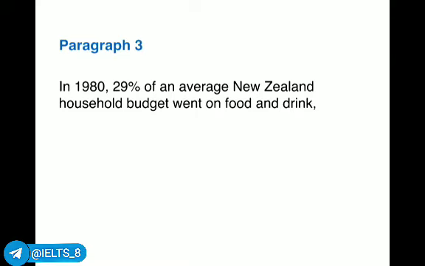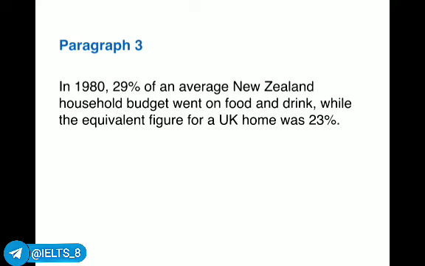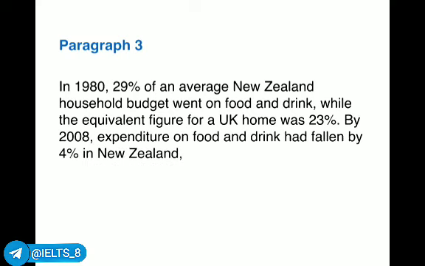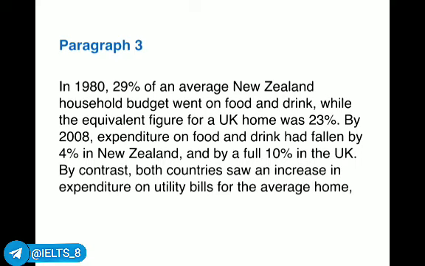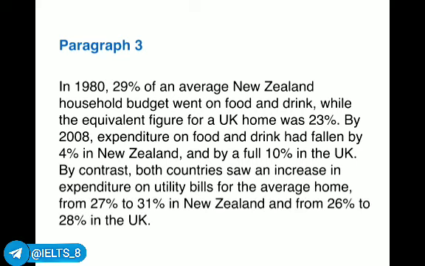In 1980, 29% of an average New Zealand household budget went on food and drink, while the equivalent figure for a UK home was 23%. By 2008, expenditure on food and drink had fallen by 4% in New Zealand and by a full 10% in the UK. By contrast, both countries saw an increase in expenditure on utility bills for the average home, from 27% to 31% in New Zealand and from 26% to 28% in the UK.